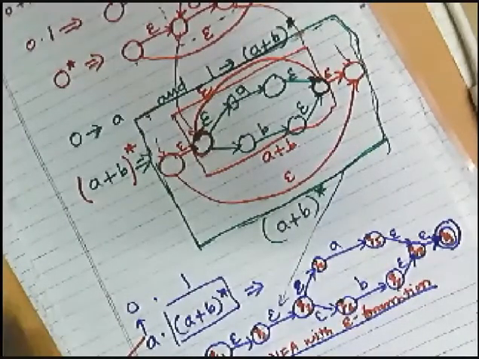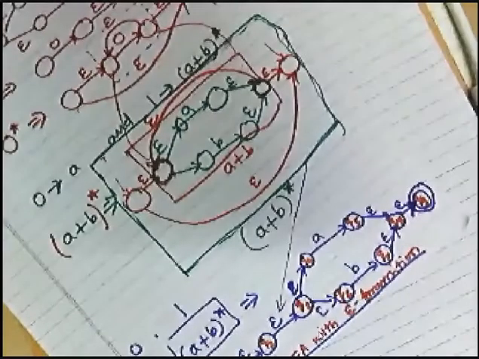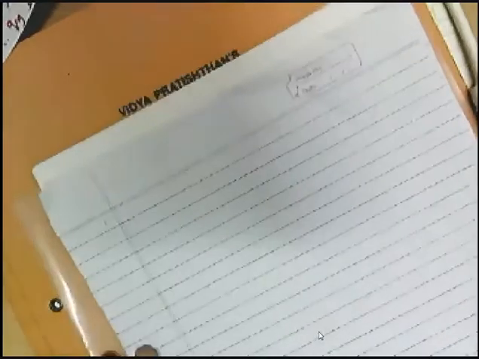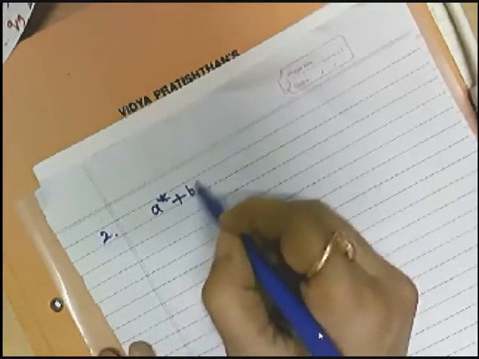So I hope this problem is clear to you. Now we will try to solve the next problem. What was our second problem? The second problem was A star plus B star, right? So how will it be? The second problem is A star plus B star.